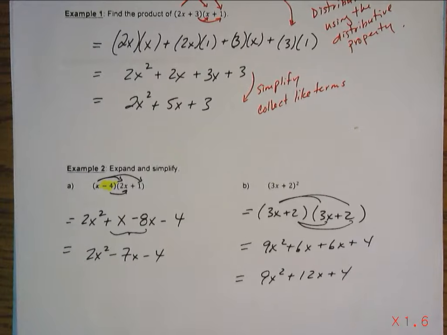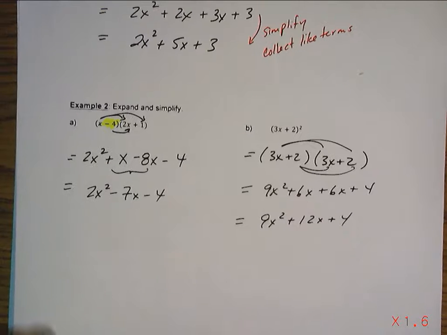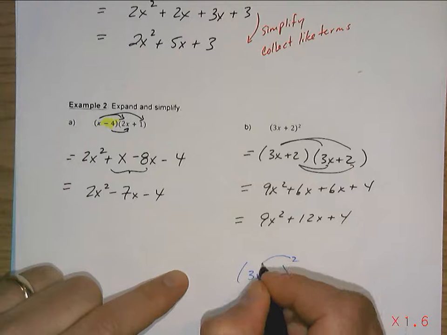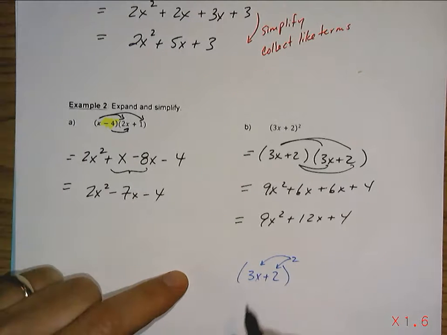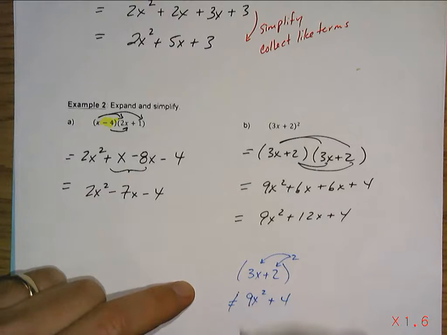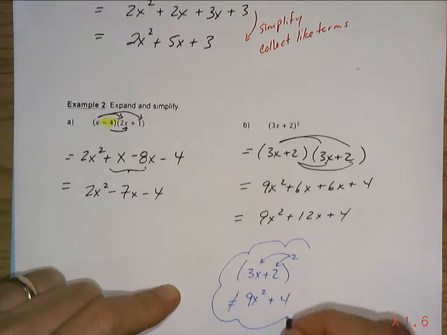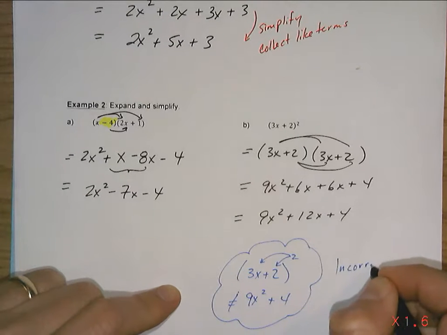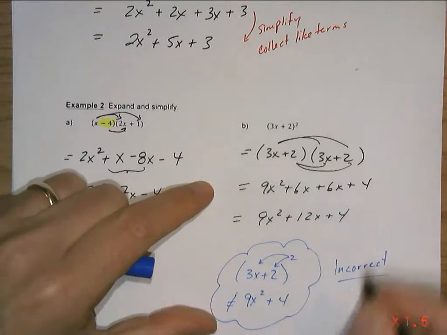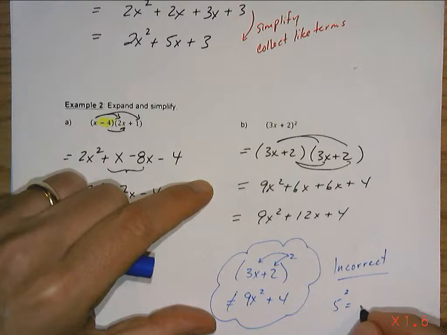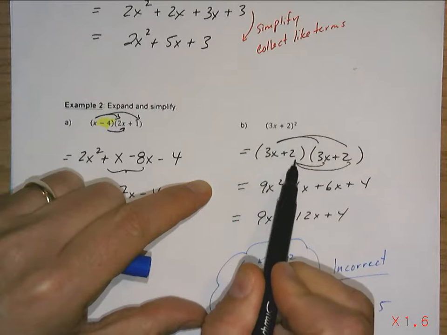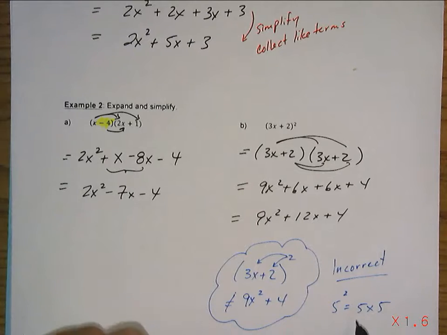Please notice that this answer is not the following. A lot of people try to do this. They try to take that squared and bring it in here and bring it in here, and they try to tell me that it's going to be 9x squared plus 4. It is not. This is wrong. Do not be doing that. Write it out twice, because what this says, let's be very, very honest, if I have 5 squared, it means 5 times 5. So if I have 3x plus 2 squared, it's 3x plus 2 times 3x plus 2.